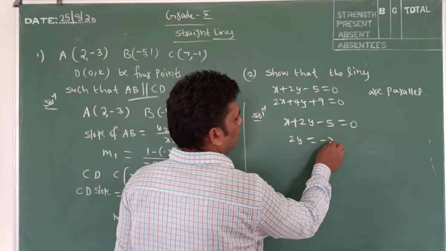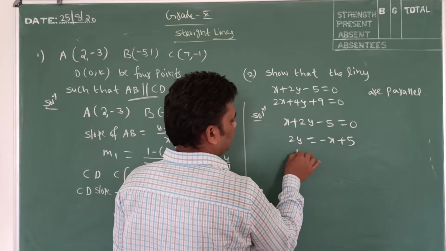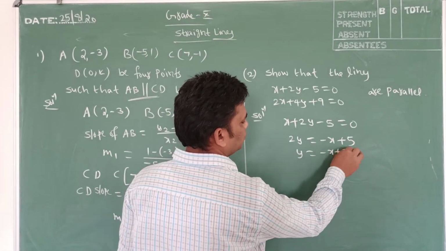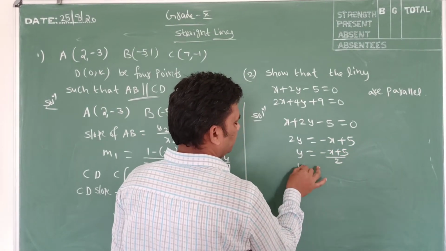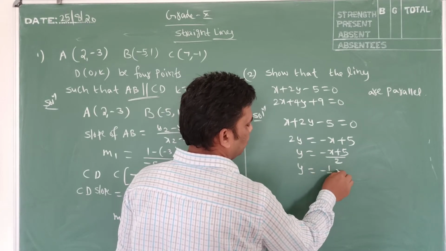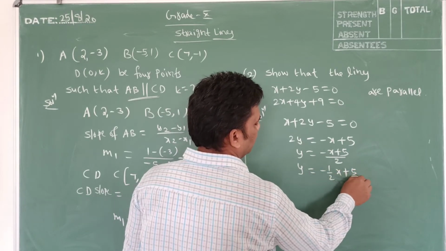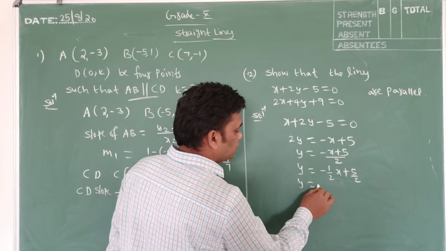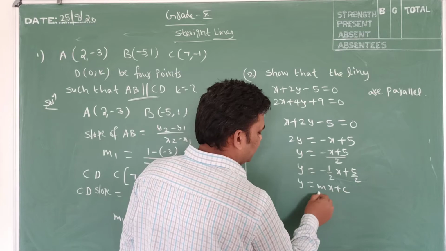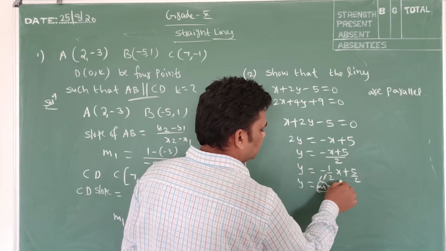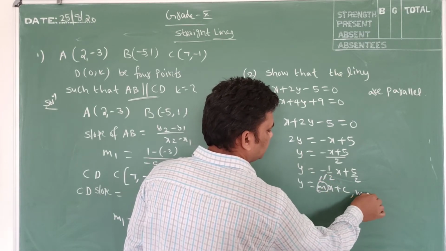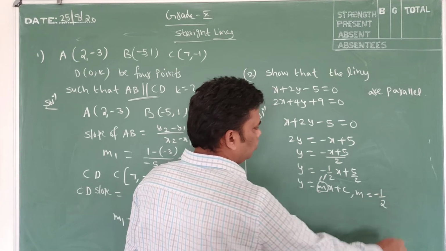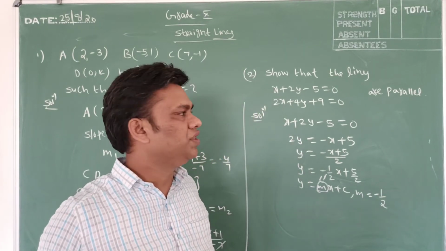So 2y is equal to minus x plus 5. y is equal to minus x plus 5 upon 2. That is y is equal to minus 1 by 2 x plus 5 by 2. Here it is in the form y equals mx plus c. Here m is minus 1 upon 2. This is the first equation they gave.